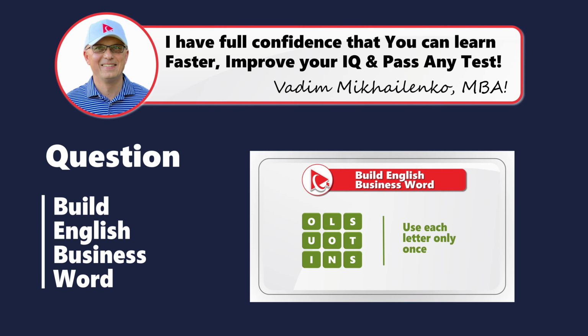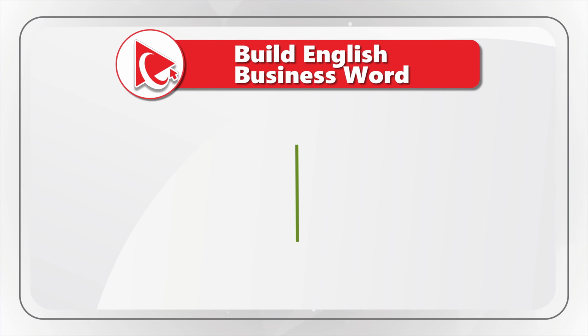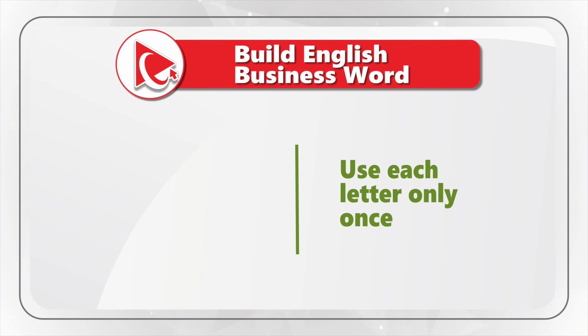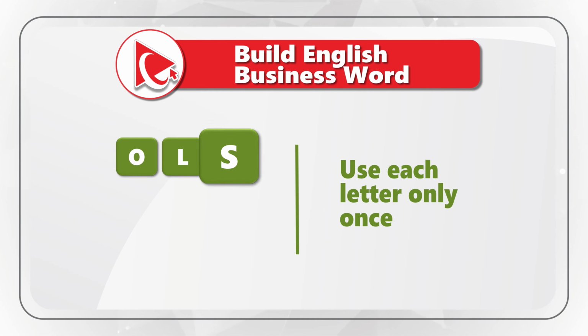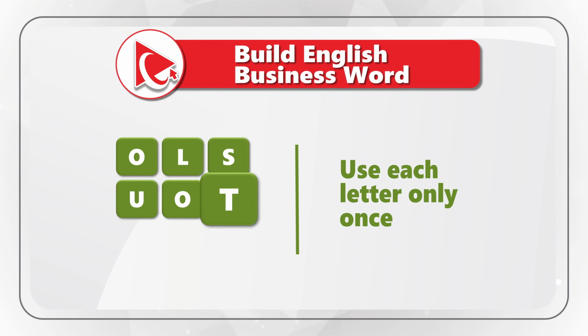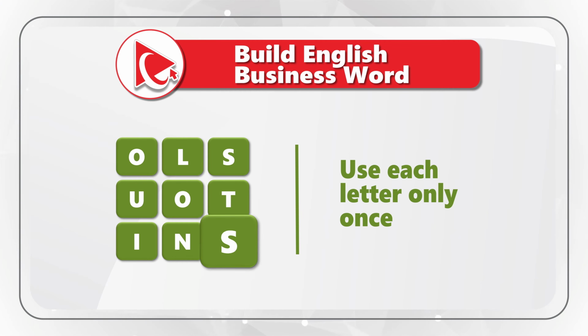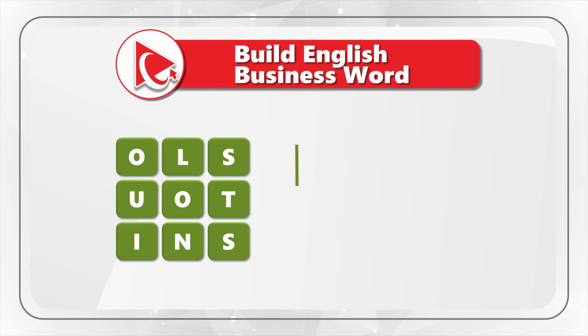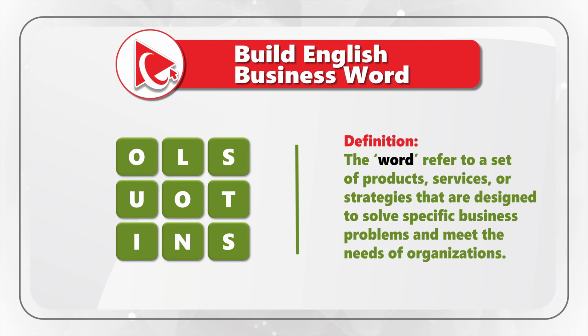You're presented with 9 letters of the English alphabet, and you need to build an English business word. The letters are O-L-S, U-O-T, I-N-S. Take a close look to see if you can construct an English business word. I am going to give you a quick hint. The word refers to a set of products, services, and strategies that are designed to solve specific business problems and meet the needs of organizations.